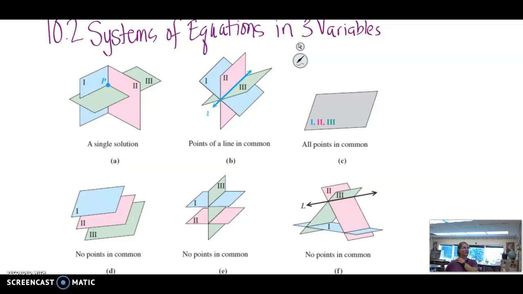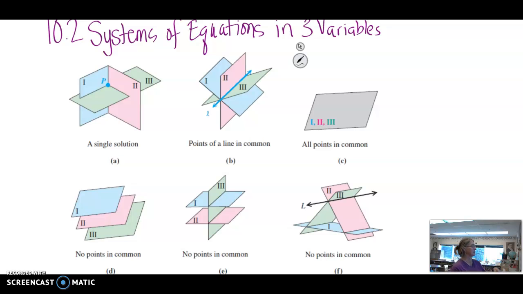Okay, so we are going to learn how to solve systems of equations in three variables. In the previous section, we had intersections of lines, just two lines in two dimensions. If we add a third variable to picture this, it's going to be in 3D. So there's a bunch of different possible scenarios that can come out of this.